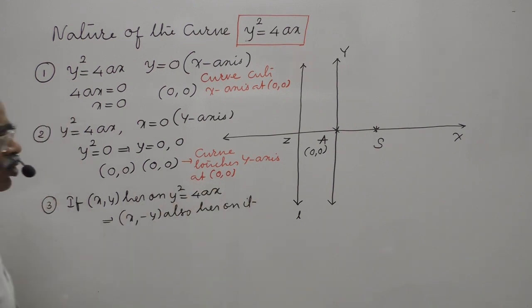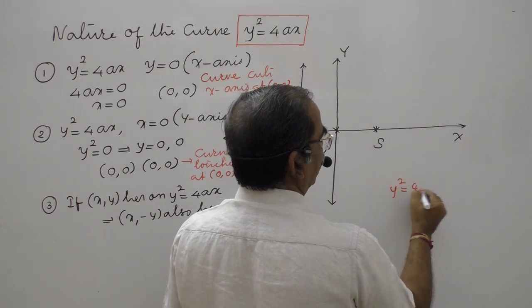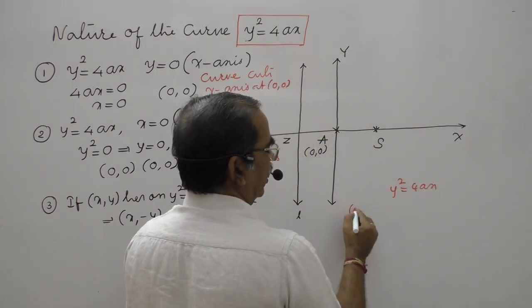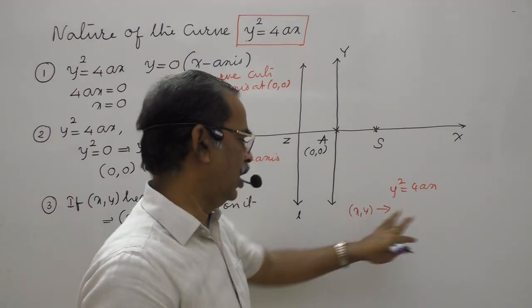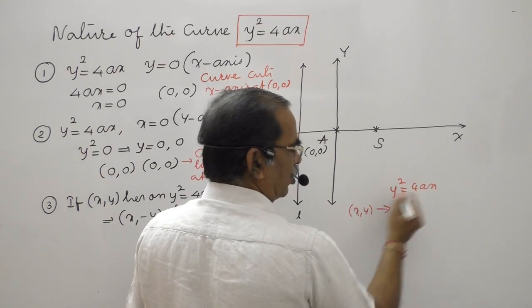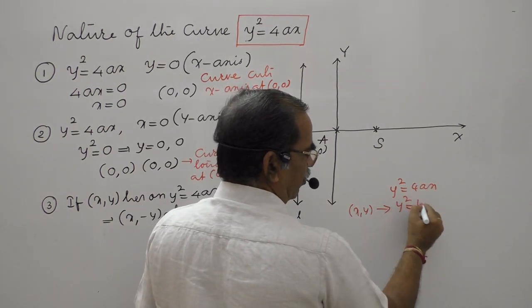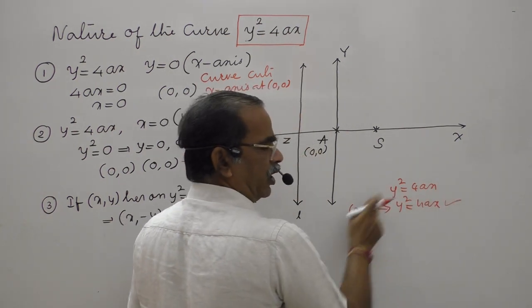So what is the curve here? The curve is y square equal to 4ax. Say x comma y is a point on the curve. If x comma y is a point on the curve, it has to satisfy the equation. You substitute in this. This is true because the point is lying on the curve.